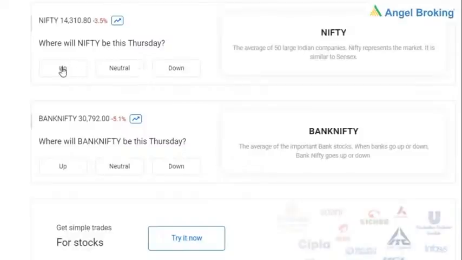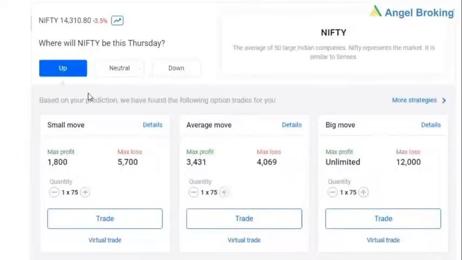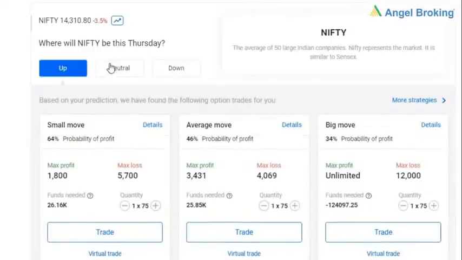So you have three simple choices: up, neutral, or down, and you say up, and it gives you three simple choices. There are three trades: this one has around 1,800 max profit and 5,700 max loss. This is 3k, 3.5k max profit, 4k max loss. This is unlimited max profit, and it has 12,000 max loss.